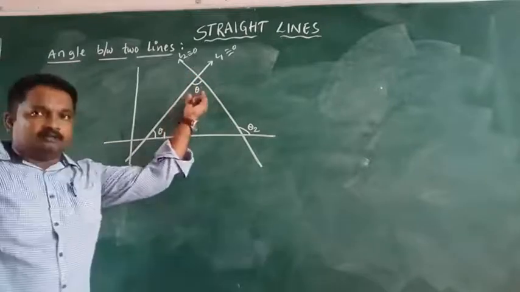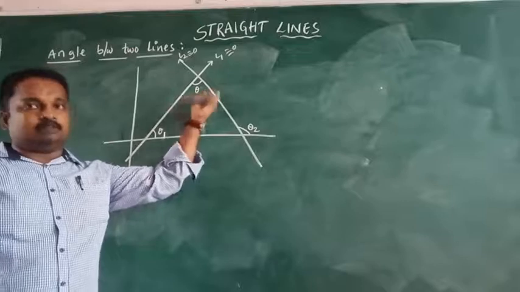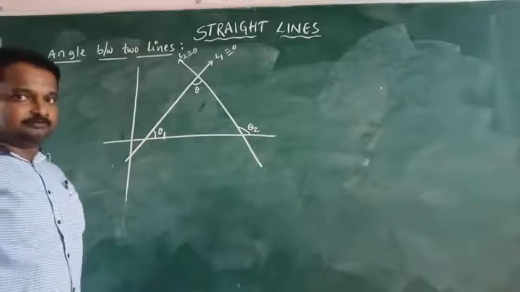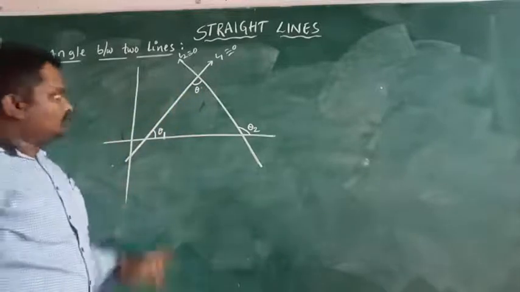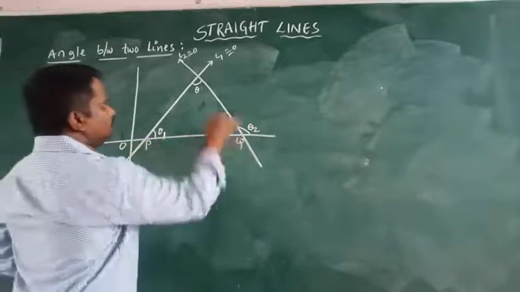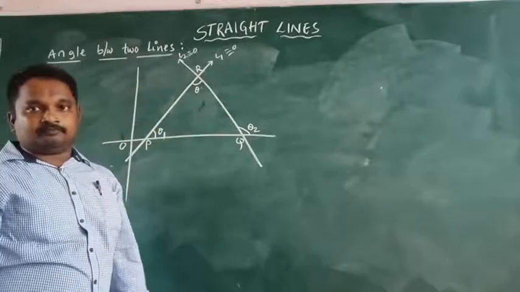This angle we need to find out and represent with some values. So how can we write that? Have a look here. The angle between two lines, theta, we are going to represent. Now observe that one. We have marked points P, Q, R. Now PQR is a triangle.